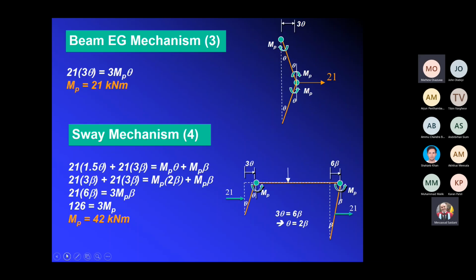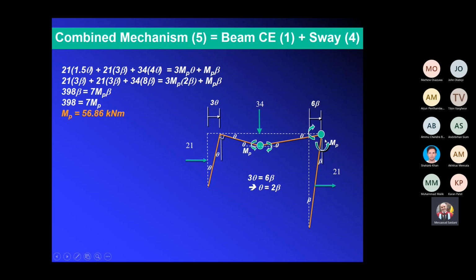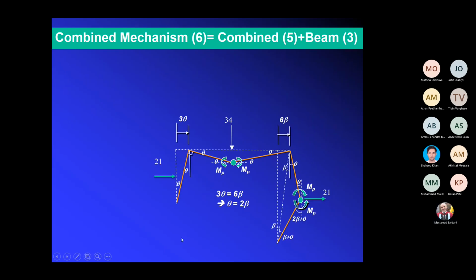So therefore, when I take this, sorry, not this one. When I combine this mechanism with the beam mechanism here, this hinge will actually cancel, because this member here and the beam mechanism for this member here will be rotating in the same direction, and therefore, when I combine them, I get this hinge cancelled.